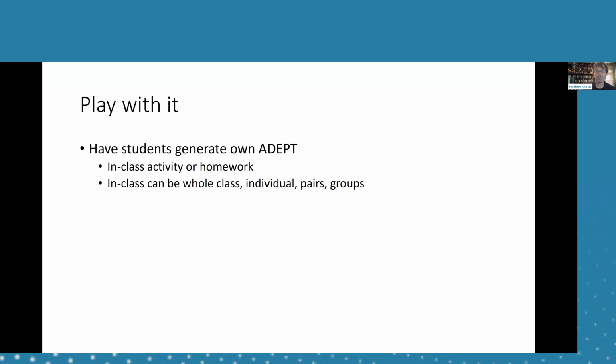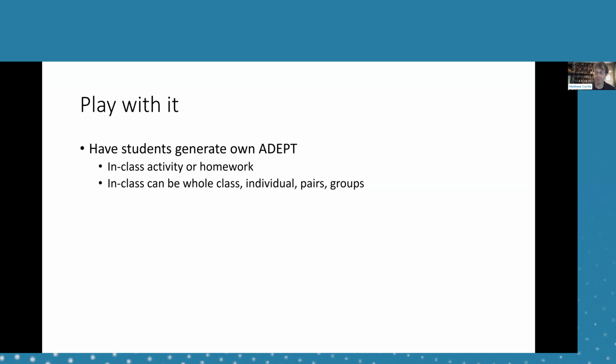And if you're doing it in class, you might have the whole class work together. You might write the initials ADEPT on the board and have the class call out the analogy, call out the diagram, call out the example. Or you might break the class into individual work or pairs or groups, and then you can walk around the class checking in with the groups.